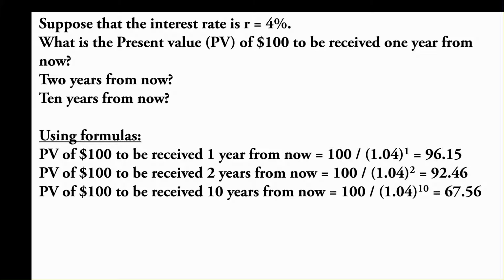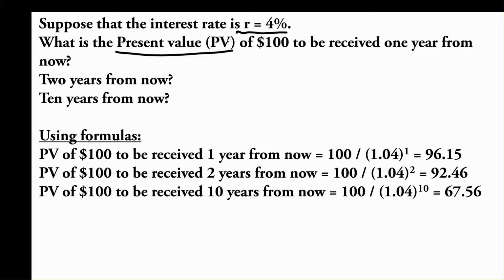Example of present value calculations. The case here is one where the interest rate is 4%, and that's given right here. So R is 4%, and you need to calculate the present value, the PV of $100 to be received 1 year from now. What is the present value?